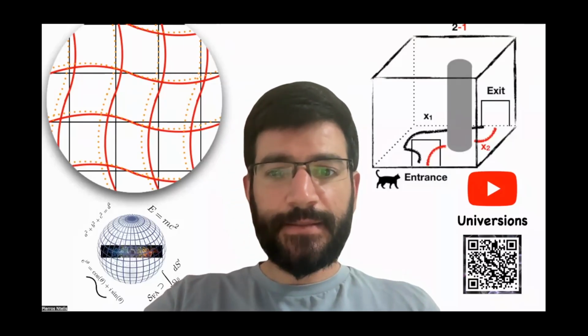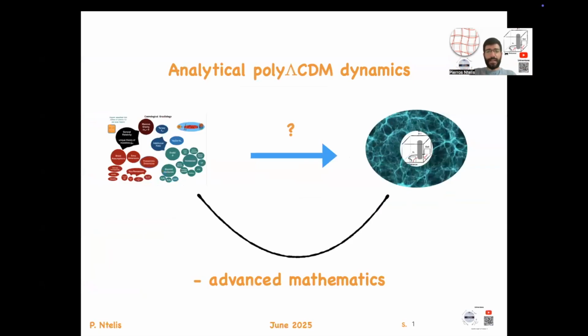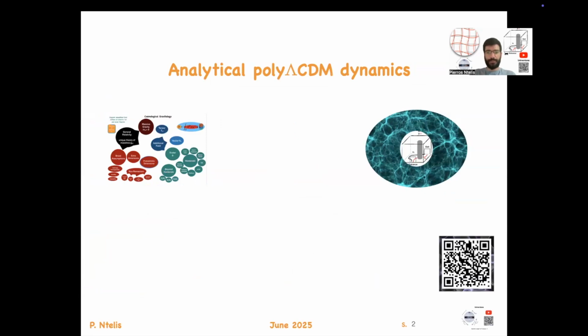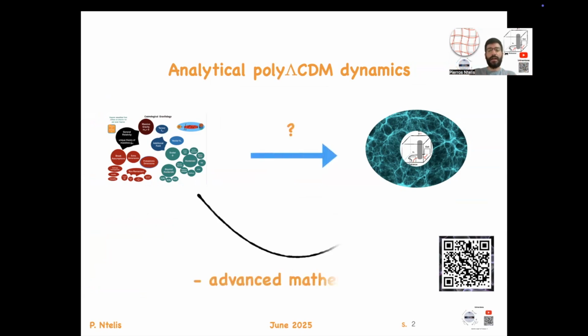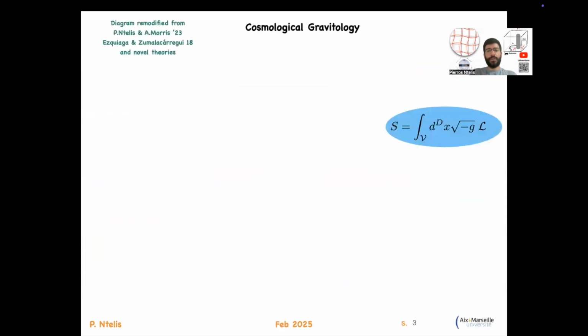Hello, everyone. In this episode, I would like to talk about analytical polylambda CDM dynamics. So you see, we have plenty of theories out there, and we have plenty of observations, telescopes, colliders, and we try to understand nature at a deeper level by mapping our theoretical models into observational data. And how do we do that? Using advanced mathematics. So let's see.